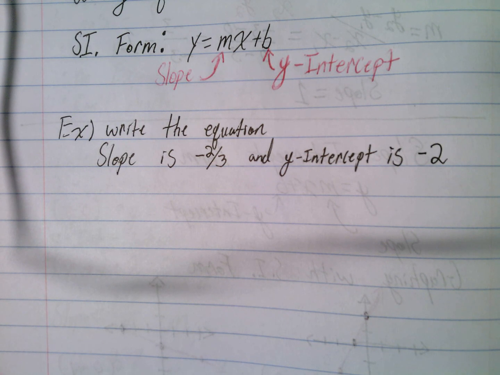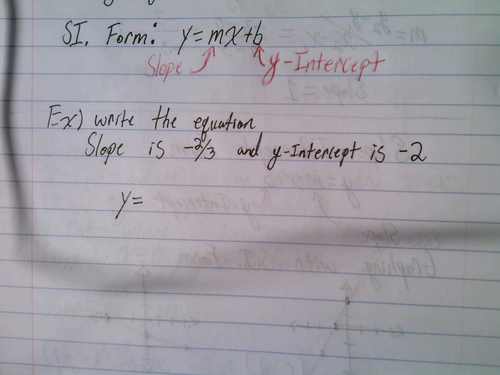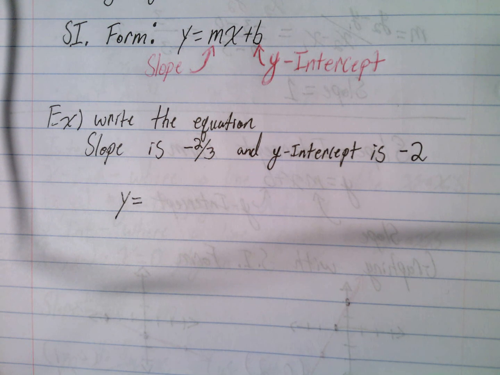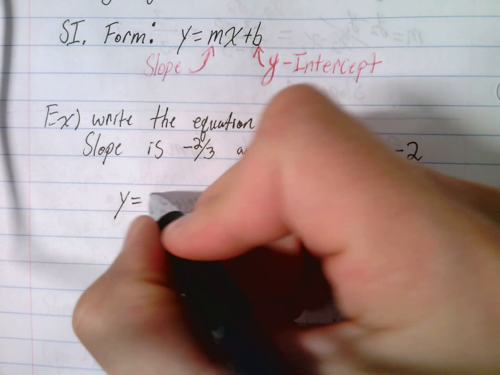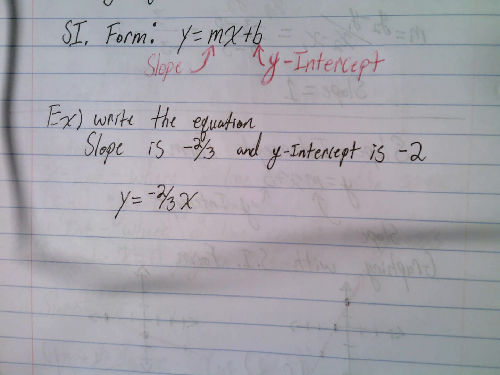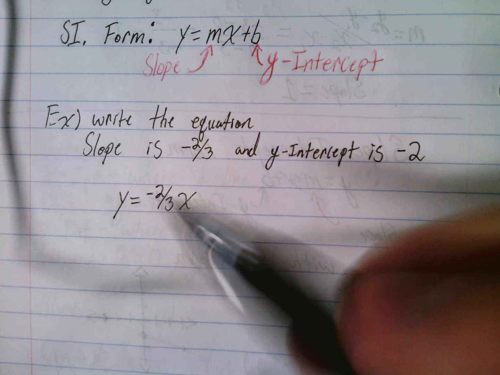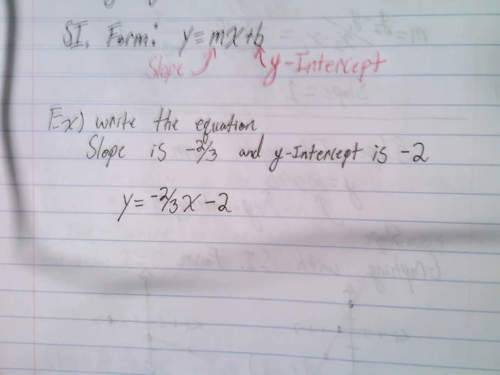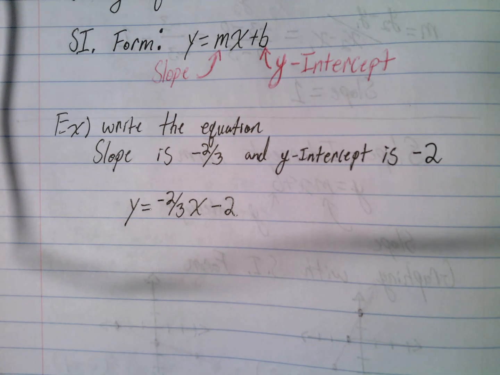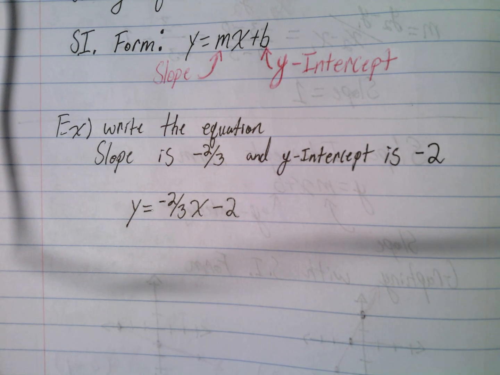Don't you just plug those in for the m and b? Yeah, good. So Lacey, can you read the whole equation for us? Y equals negative 2/3 x plus -2. Good. And I like that you said plus -2 because it's a plus here. I'm just going to write it as -2, because plus -2 is the same thing as subtracting 2.